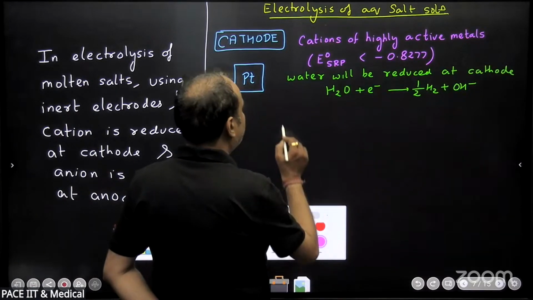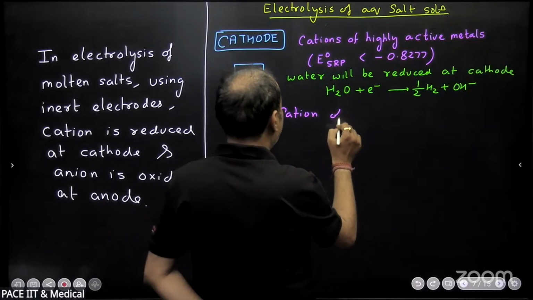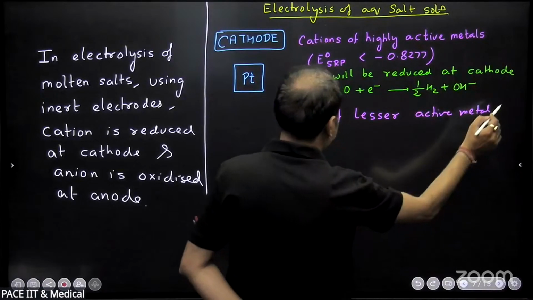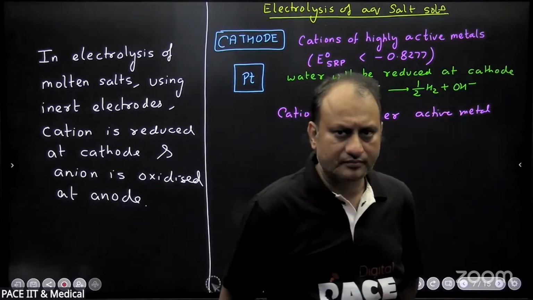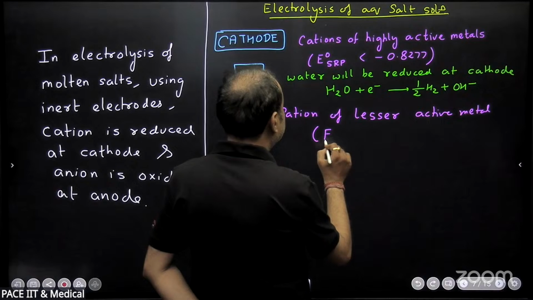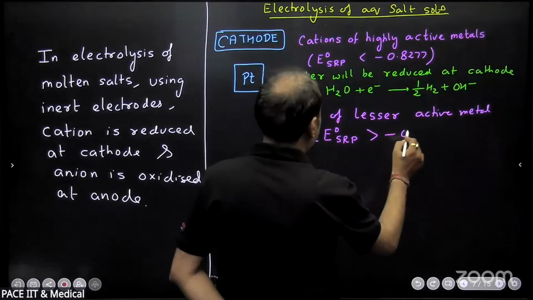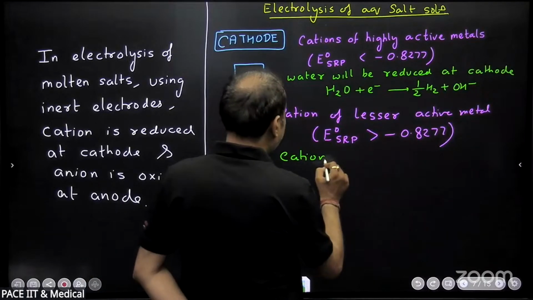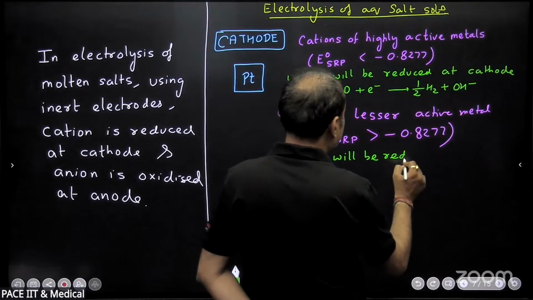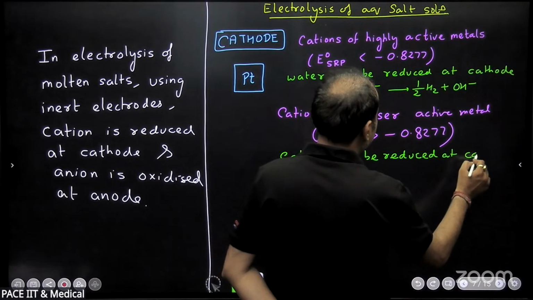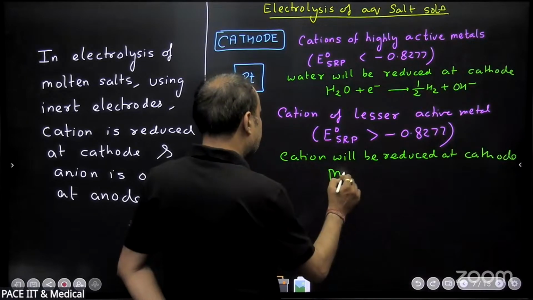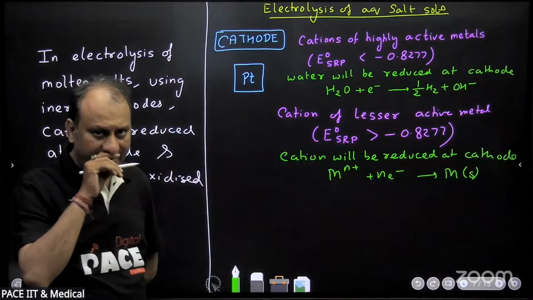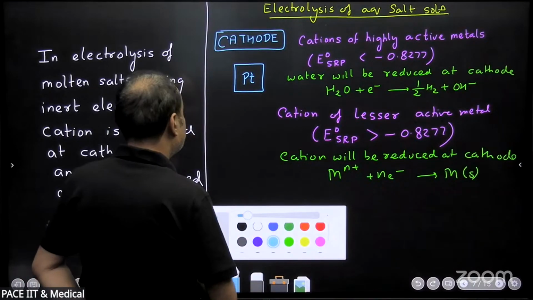But in contrast, if you have a cation of a lesser active metal, mostly p and d block metals, in such a case, what will happen? In such a case, the cation will be reduced at the cathode by this reaction. Whatever is the metal, its cation will be reduced and deposited at the cathode. This is the discussion if we are using a platinum cathode.